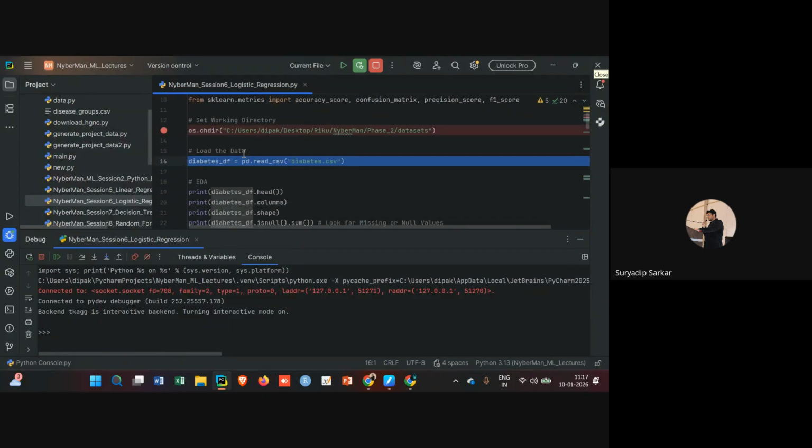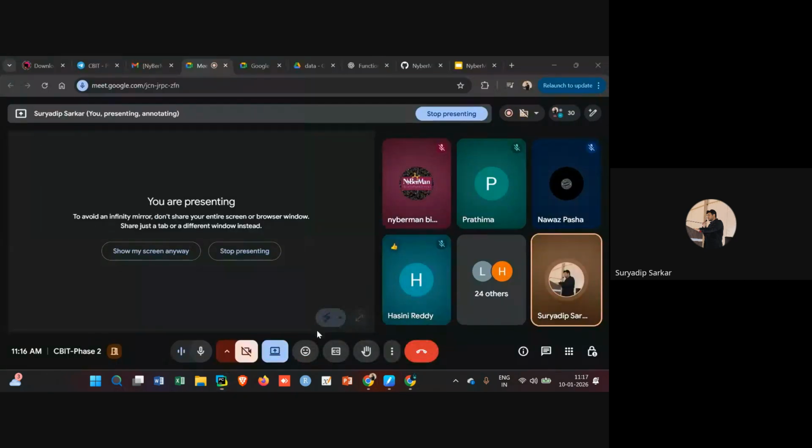This is not something we discussed yesterday. Yesterday we loaded the data directly from the scikit-learn library, because the scikit-learn library also comes with some data, so we did that. This is the one that you will be using more commonly.